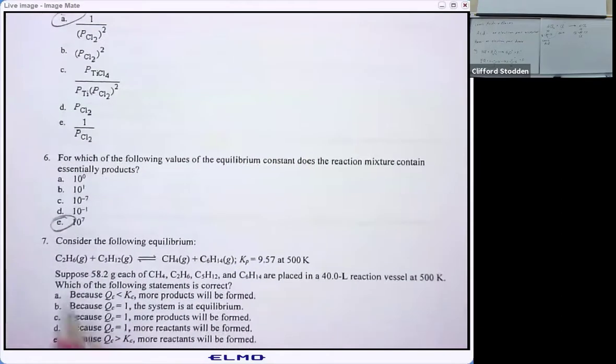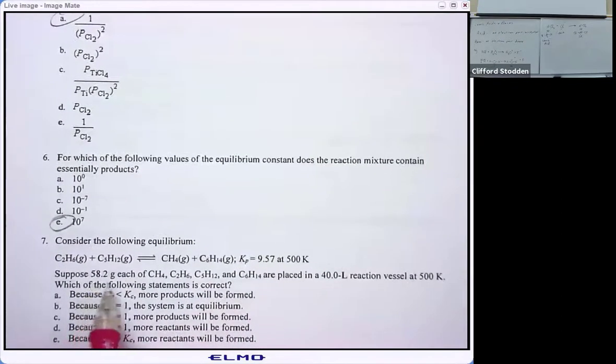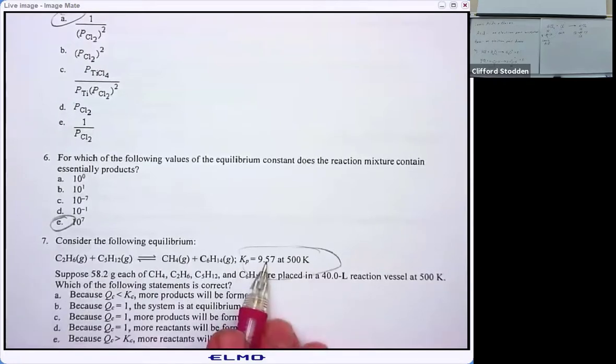Number 7, you have this reaction. You're given the mass of all these things in here. They're all the same mass, and they're all in a 40-liter container. So for this one, they're asking what's going to happen, because these are all initial concentrations, initial amounts. They give you the K sub P here. So the idea is that you want to calculate Q from the initial amounts and compare it to K.